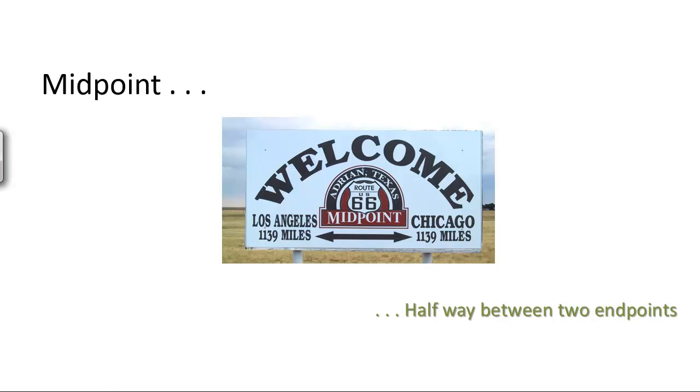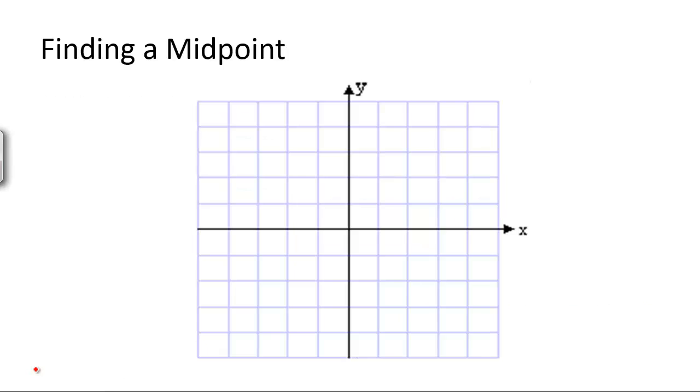This lesson is on midpoint, which is halfway between 2 points. Let's take a look at an example. Say you had 2 points, one of which is at (2, 1), and the other of which is at (4, 5).